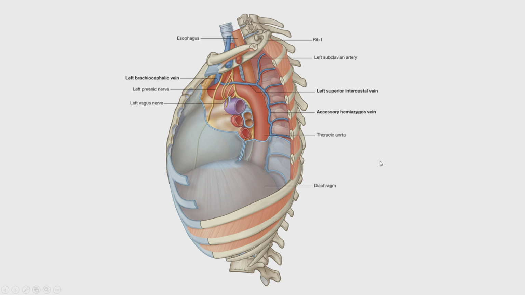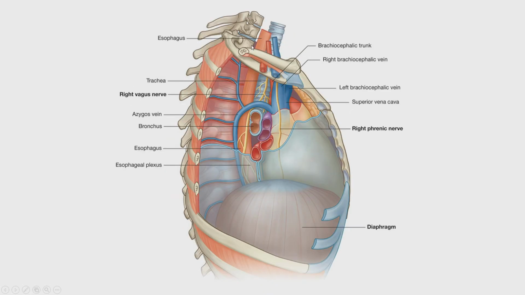Here is a nice picture. If you remember, I mentioned the left superior intercostal vein, which collects the blood from the upper intercostal spaces on the left side. It has a very close relation with two important nerves, the vagus nerve and the phrenic nerve, and finally it drains to the left brachiocephalic vein.